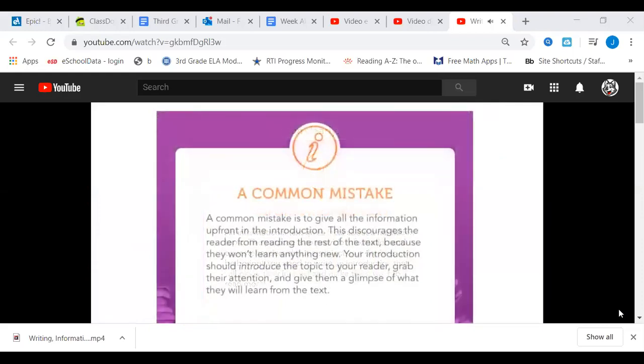A common mistake is to give all that information up front in the introduction. This discourages the reader from reading the rest of the text because they won't learn anything new. Your introduction should introduce the topic to your reader, grab their attention, and give them a glimpse of what they will learn in the text.